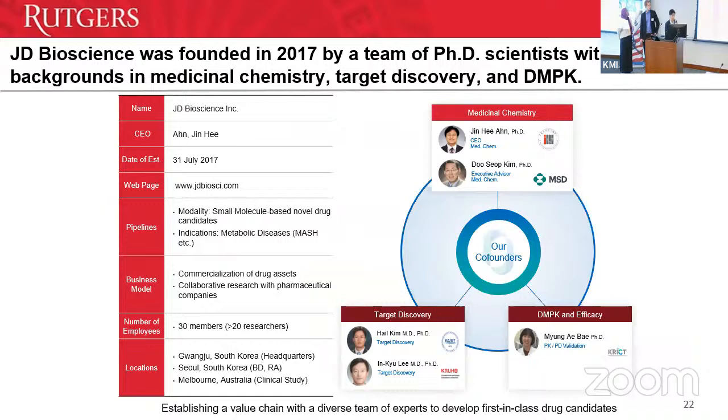Now, going over the founding team. As you can see on the right side, they're all the founders, and it was founded back in 2017 by a team of scientists. So it's a fairly young company, and the founders bring an eclectic background in the science domain. As you can see, we have expertise in the medicinal chemistry aspect, target discovery, as well as PK/PD validation. And currently, the team has grown to about 30 members, and among the 30 members, more than 20 of them are researchers.